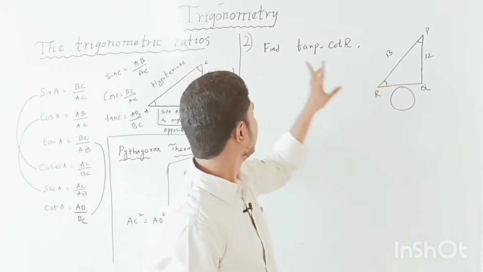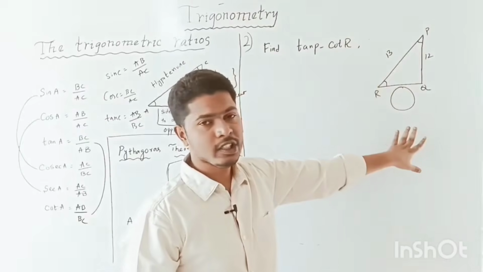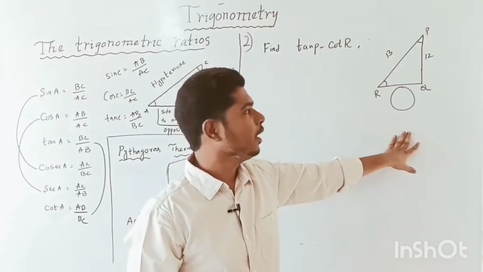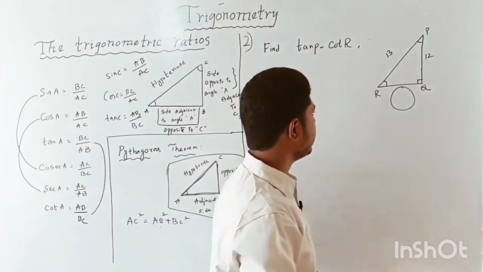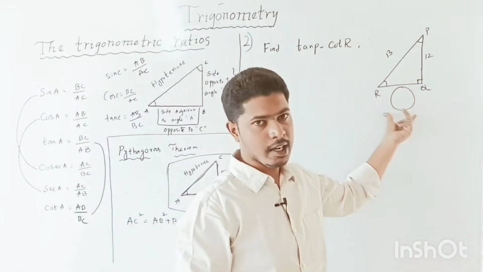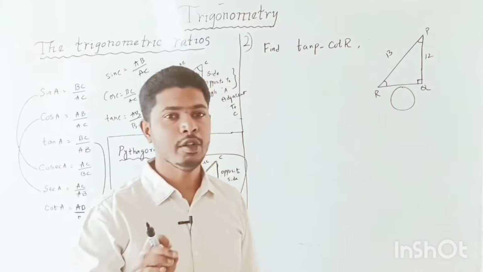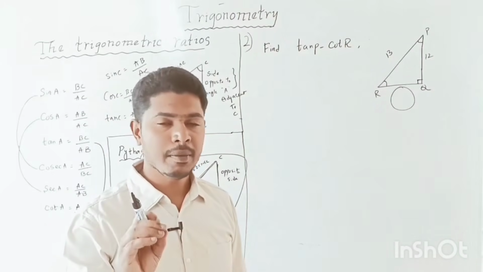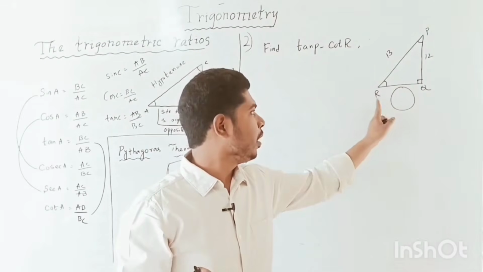See, they have asked us to find tan P minus cot R. They mention the diagram in the textbook only. They have taken the right angle at Q. See, we have the opposite and the hypotenuse, we don't have the adjacent. To find the adjacent side, what do we have to know? We have to know the Pythagoras theorem. With the help of the Pythagoras theorem, we can find RQ.